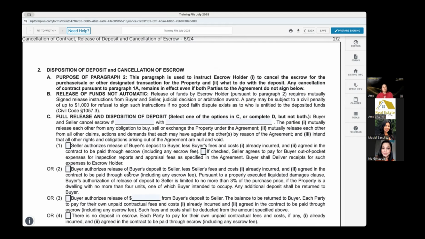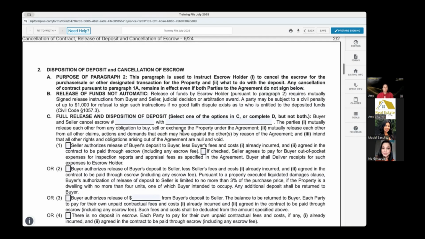C is the options for the release and disposition of deposit. We're going to select one of the options in C or complete D, but we're not doing both. So either one option in C or section D. Buyer and seller cancel escrow. You're going to put in the escrow number there and the escrow holder's information on that next line.